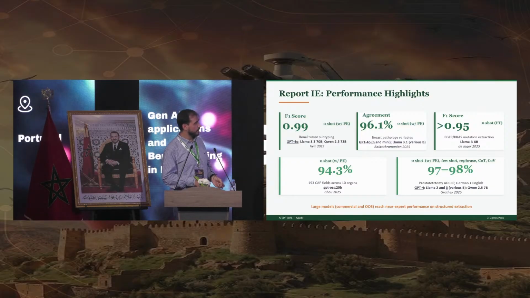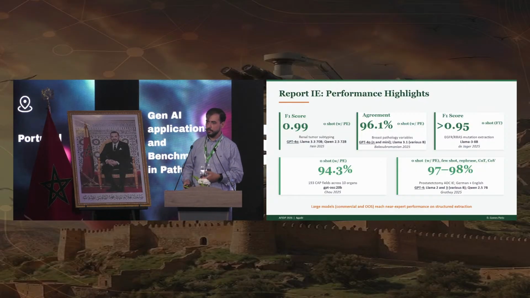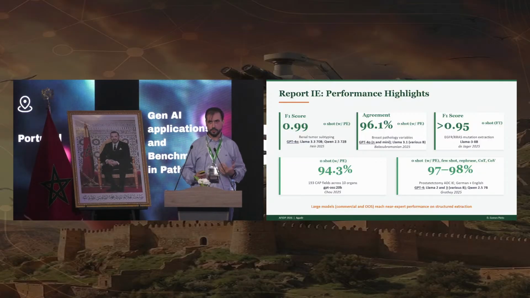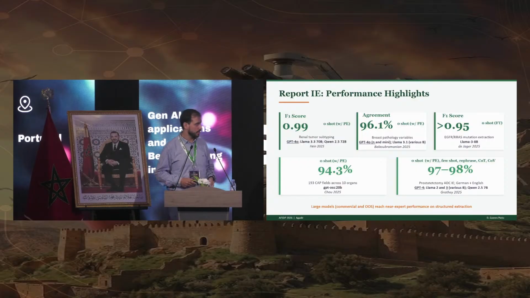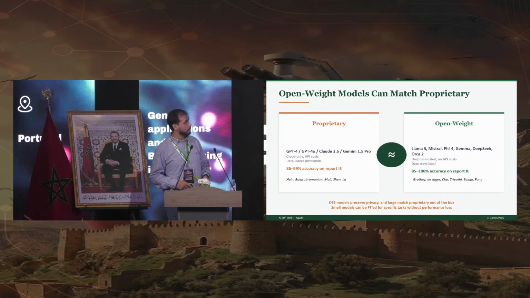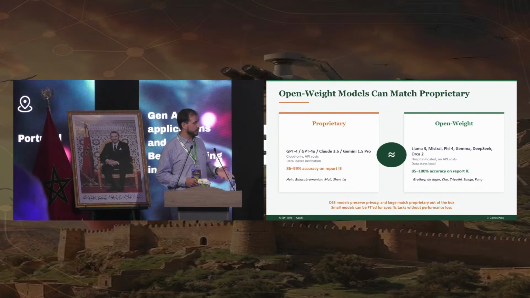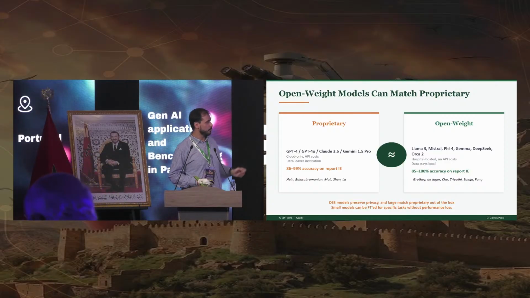And so what we can see from these publications is that large models, both commercial and open source, reach near expert performance on structured extraction. This is similar to what Hassan just showed us with his papers. And this open source comparison is worth pointing out. We can see it's not a fluke, it's not cherry-picked data. We can see it in the rest of the papers included here.